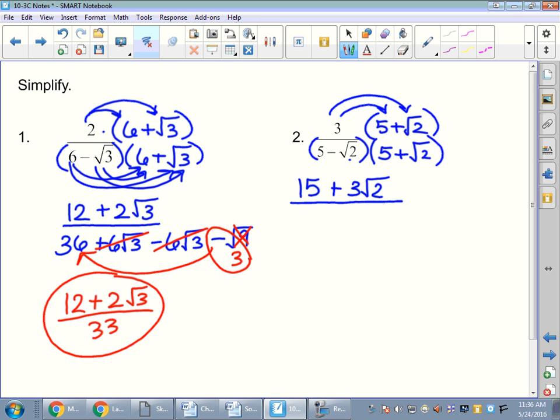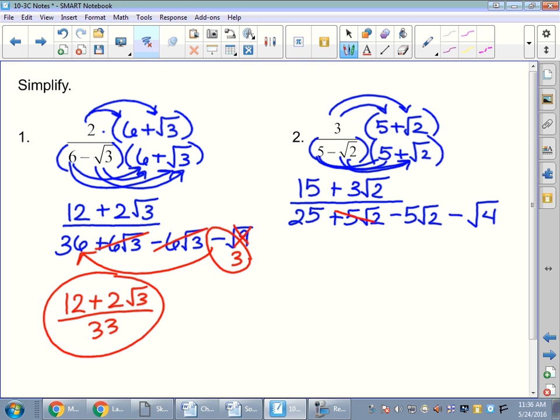Then when we FOIL, first terms, 5 and 5 make 25. Outside, positive 5 root 2. Inside, negative 5 root 2. And last will be a positive and a negative root 2, which gives me a negative root 4. You will always have a negative sign, subtract a perfect square at the end. And your two middle terms should always cancel. If that doesn't happen, you did something wrong.